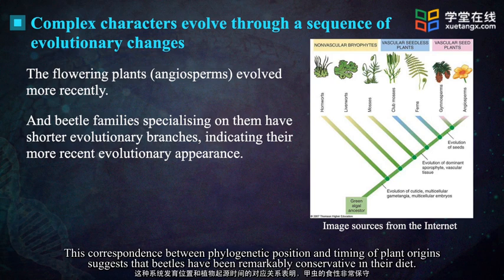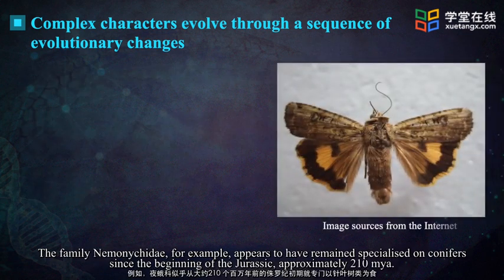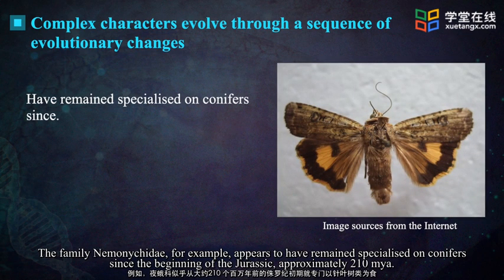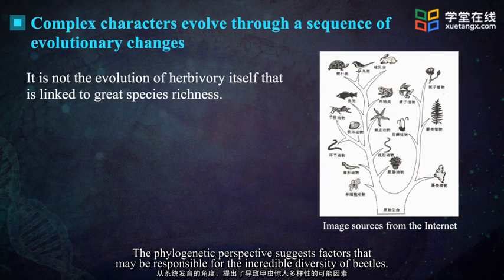This correspondence between phylogenetic position and timing of plant origins suggests that beetles have been remarkably conservative in their diet. The family Nemonychidae, for example, appears to have remained specialized on conifers since the beginning of the Jurassic, approximately 210 million years ago. The phylogenetic perspective suggests factors that may be responsible for this incredible diversity of beetles.